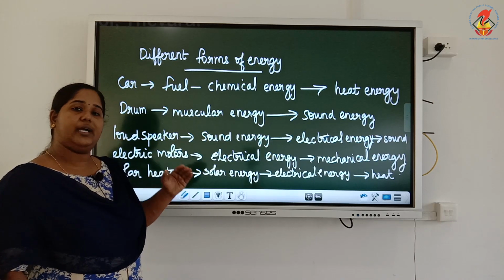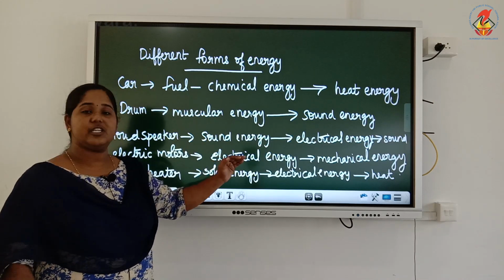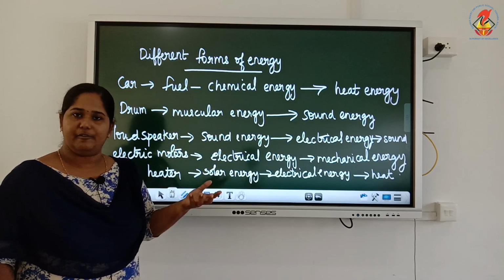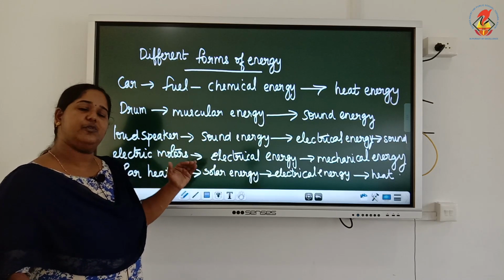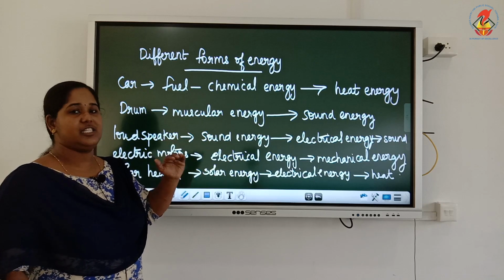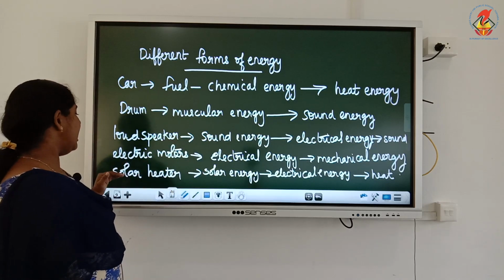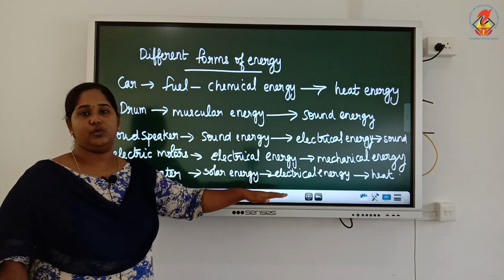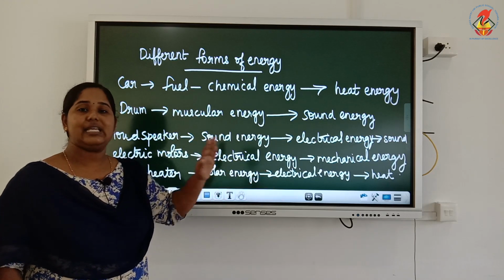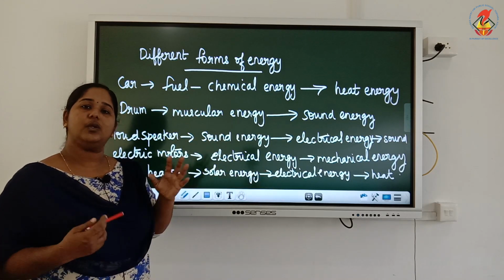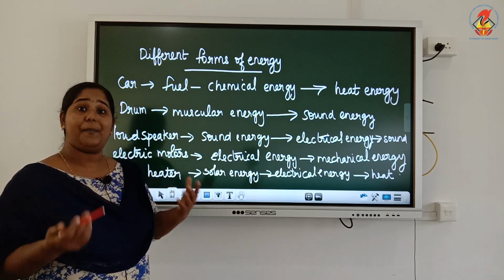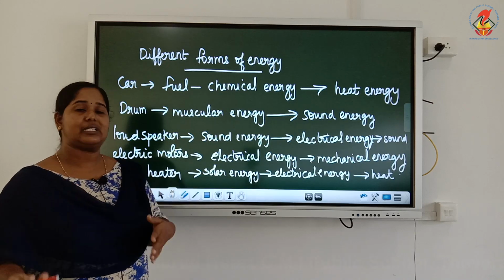The next is electric motors. Electric motors work on electricity, so electrical energy is converted into mechanical energy. Motors mainly help in the working of machines. So electrical energy is converted into mechanical energy where machines work. And the last one is solar heater. Solar energy is converted into what? Heat energy. If it is a solar cooker, solar energy is converted into heat energy. Solar panel, solar energy is converted into electrical energy.